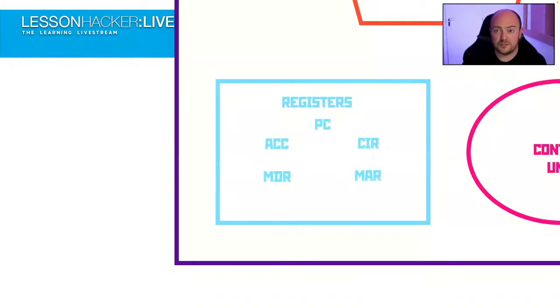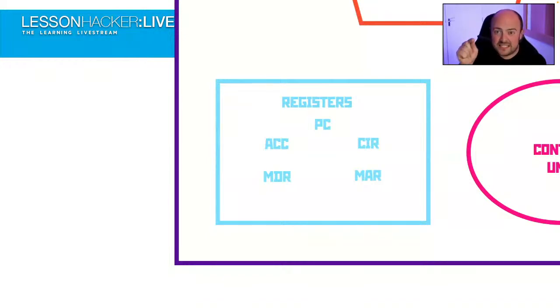The program counter points to the next instruction. The accumulator stores the result. The CIR, the current instruction register, hint, hint, stores the current instruction. The MDR, the memory data register, stores the data, and the MAR, the memory address register, stores the address. I mean, these things hopefully are self-explanatory. You could learn more about them than that, but hopefully you won't need to know much more than that.